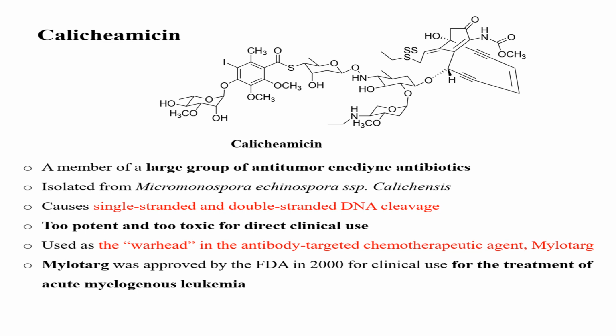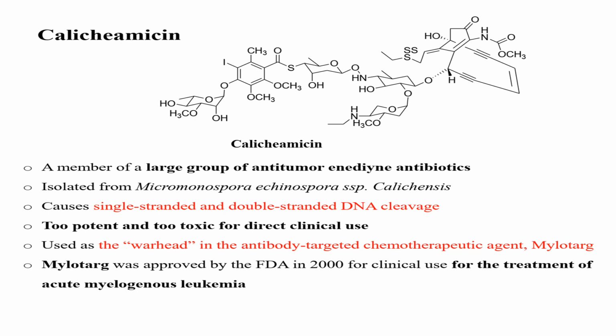Calicheamicin is another member of a large class of antitumor enediyne antibiotics, isolated from Micromonospora echinospora. Calicheamicins cause single-stranded and double-stranded DNA cleavage, and are too potent and too toxic for direct clinical use, so they are used as a warhead in the antibody-targeted chemotherapeutic agent Mylotarg. Mylotarg was approved by the FDA in 2000 for clinical use for the treatment of acute myelogenous leukemia actually.